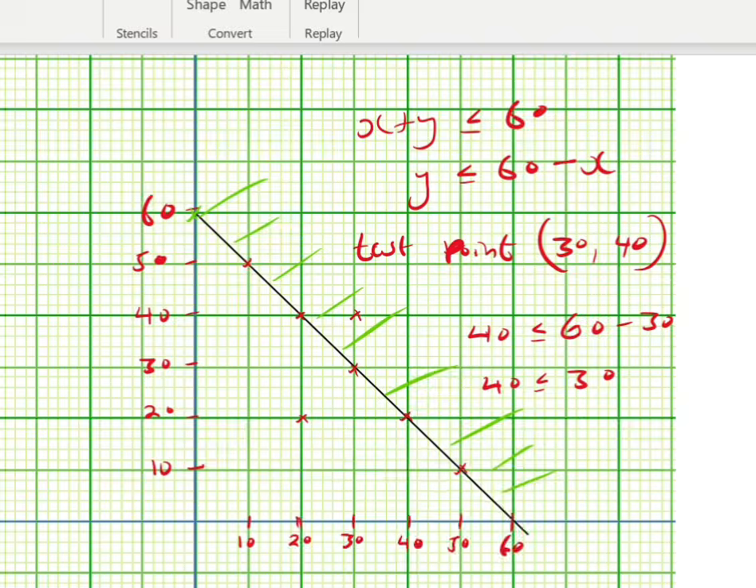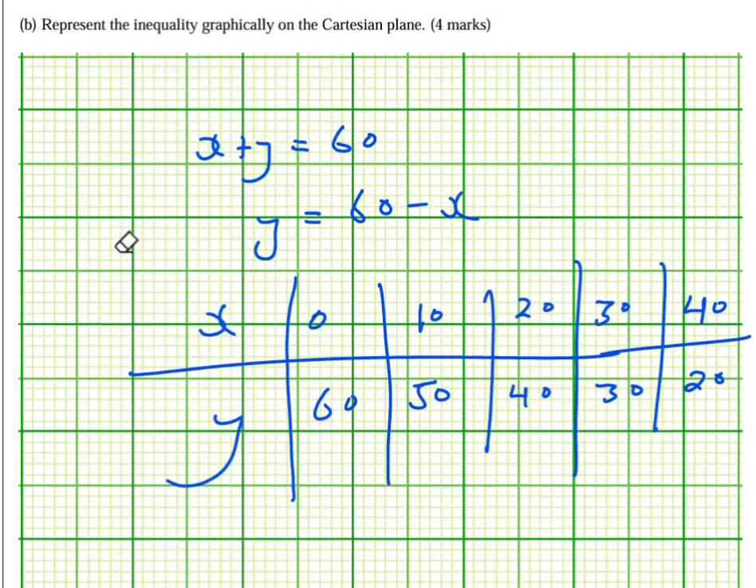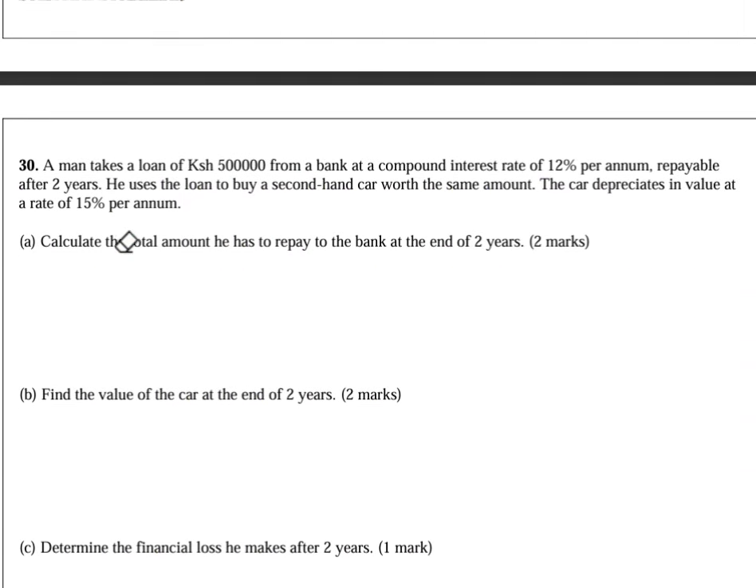We continue back to our question. Tumepata hizo marks 5, 1 plus 4, 5. We are good to go to number 29. 29 mambo ya pesa.